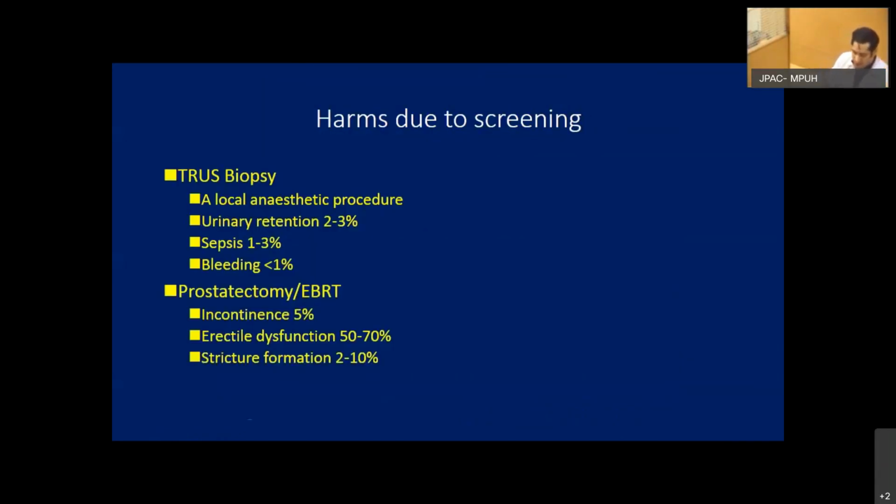So what are the harms due to screening? As we have seen, the patient may have to undergo a TRUS biopsy, and if cancer is detected, even an insignificant cancer, since in the 1990s and early 2000s there was no concept of very insignificant cancers, the patients had to undergo a prostatectomy or radiation therapy, which led to incontinence, erectile dysfunction, or stricture formation.